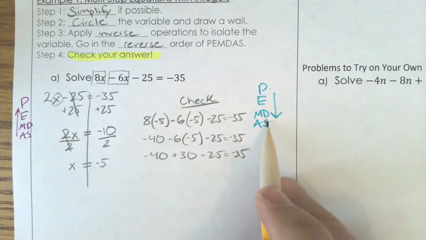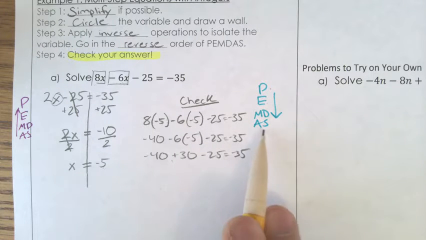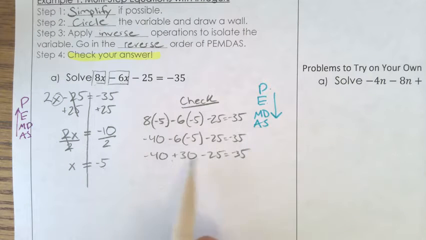Now I have my addition subtraction. I have addition and subtraction. When you have to make that choice, they're on the same level. That's why I write it this way. So when you have to choose between addition and subtraction, just start from the left and go to the right.